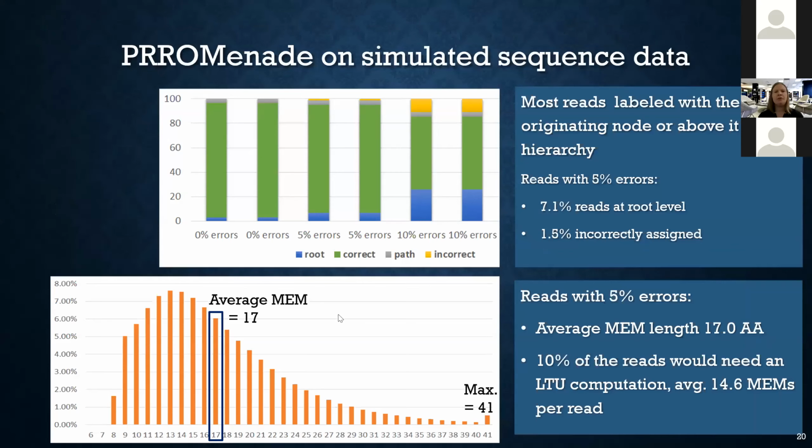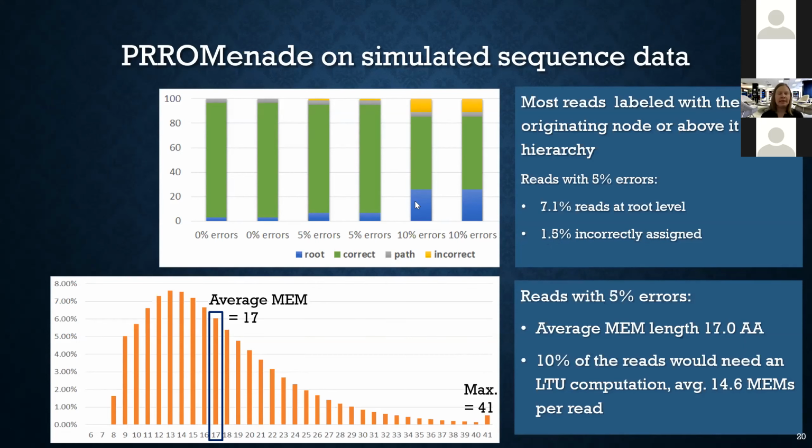So here, getting to the accuracy on the simulated data. If we have no errors, then the green means things went to the correct node, and some of the reads went to the root, but mostly they went to the originating sequence, or they went to the correct path along from this node to the root, so the lowest taxonomic unit for the read. And with 5% errors, things still look pretty good. Only 1.5% incorrectly assigned, and 7% going to the root.